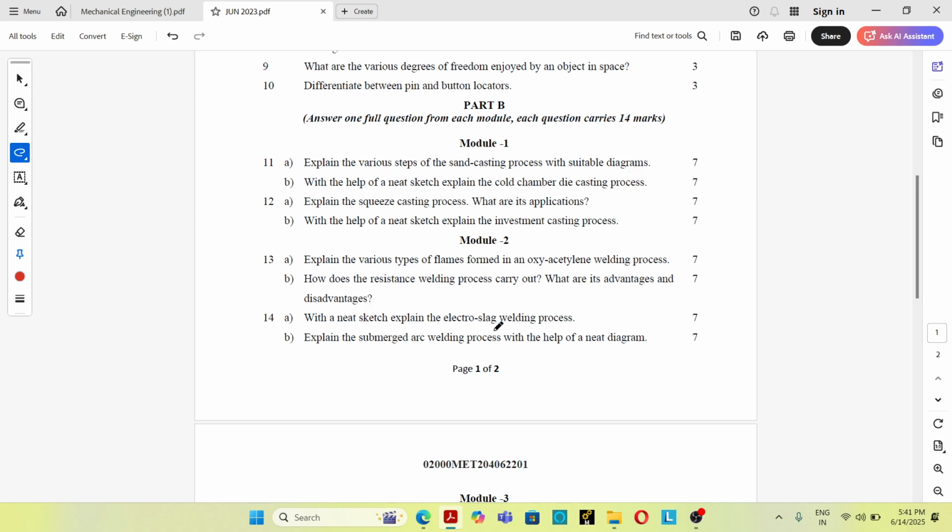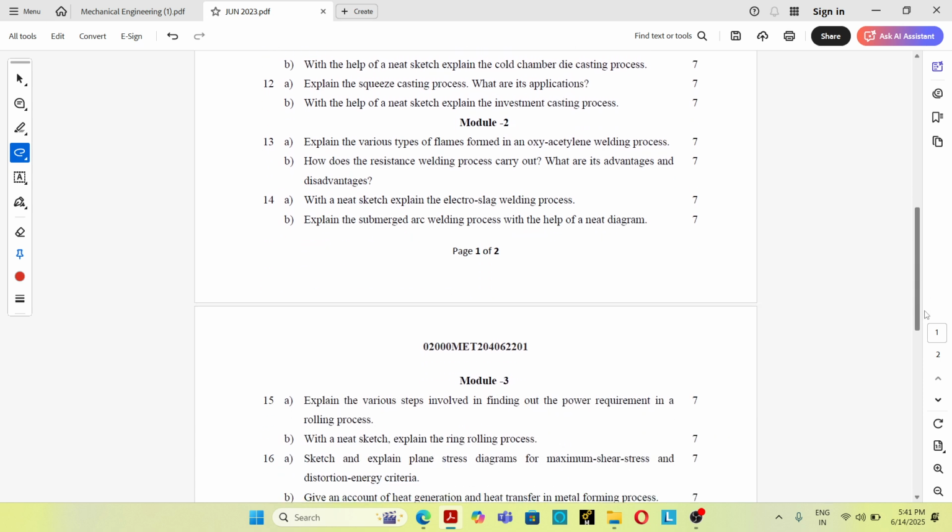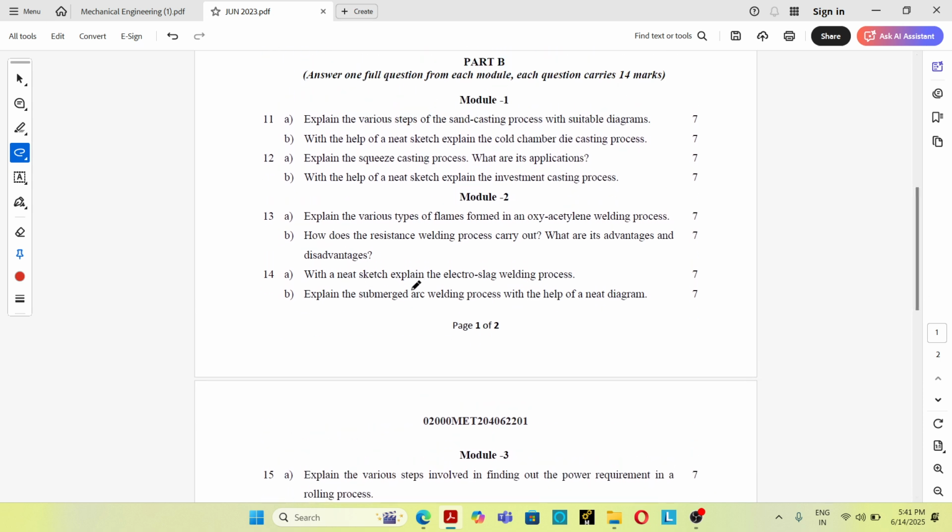With a neat sketch, explain electroslag welding process. Explain the submerged arc welding process with the help of a neat diagram. Okay, so electroslag welding process, submerged arc welding process, resistance welding process, oxy-acetylene welding process. See, all these are important, and questions are usually asked on them.